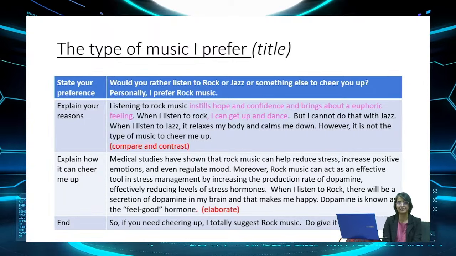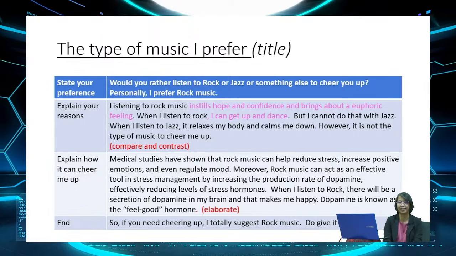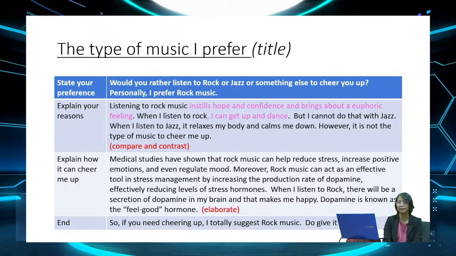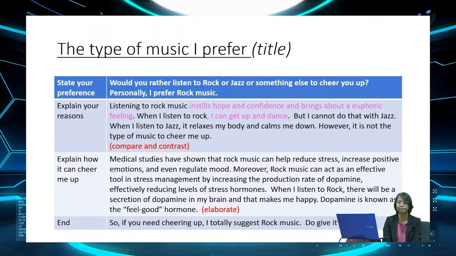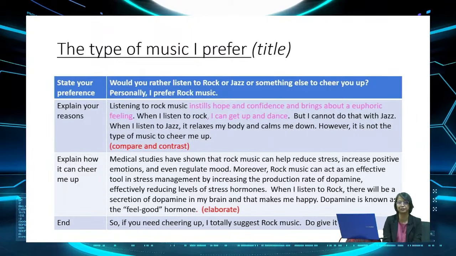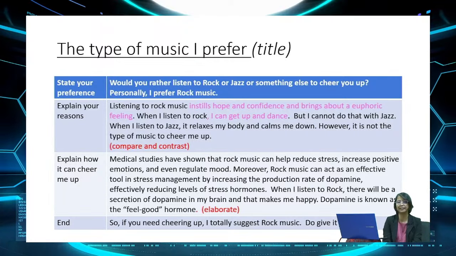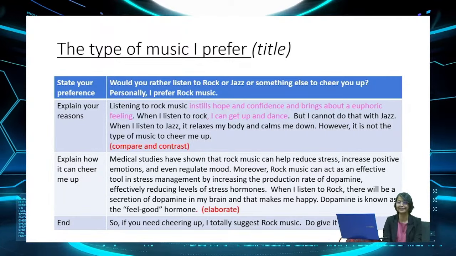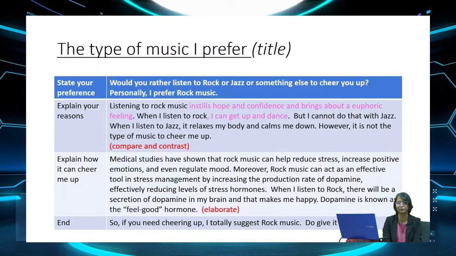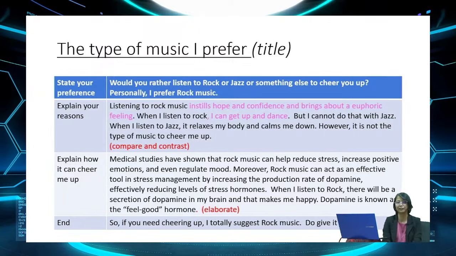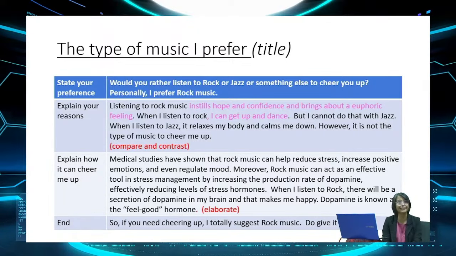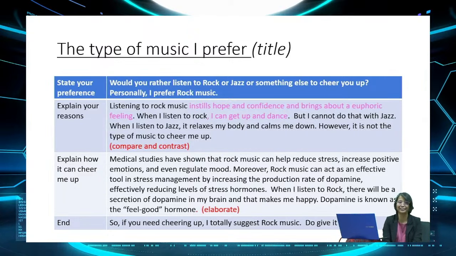And the second one, explain how it can cheer you up. Medical studies have shown that rock music can help reduce stress, increase positive emotions, and even regulate mood. Moreover, rock music can act as an effective tool in stress management by increasing the production rate of dopamine, effectively reducing levels of stress hormones. When I listen to rock, there will be a secretion of dopamine in my brain, and that makes me happy. Dopamine is known as the feel-good hormone. So you have elaborated and explained to your readers why it cheers you up.